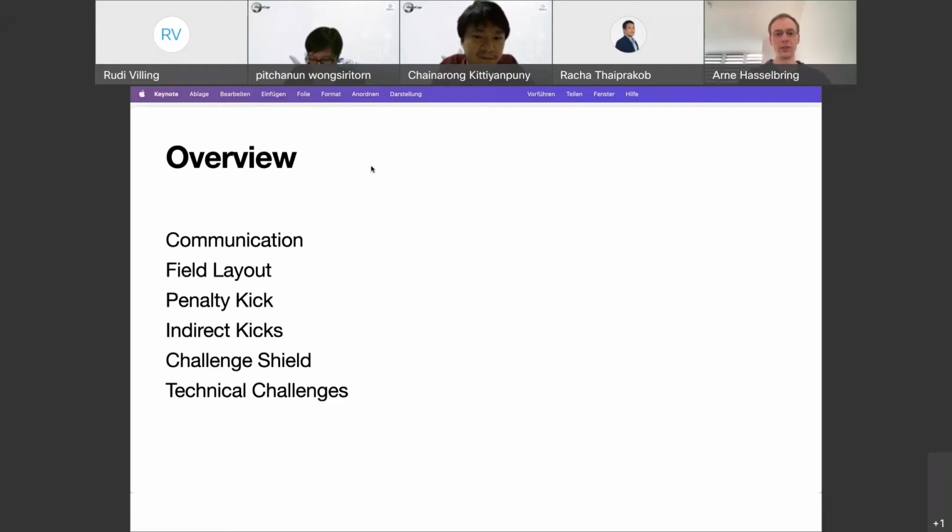So to group the changes into a few areas, as Rudi already introduced, the first area is communication. This is really a new change for this year. Then changes that were for 2020 are about the field layout, introducing a penalty kick during the game, adding a rule for indirect kicks from set plays, differentiating the rules between Champions Cup and Challenge Shield, and then of course we have new specific technical challenges for this RoboCup.